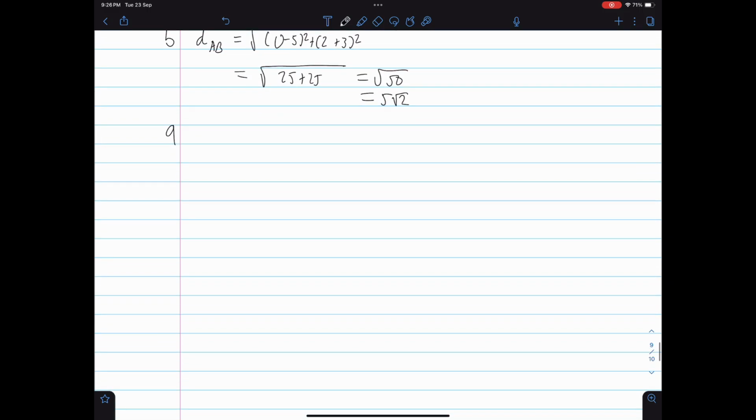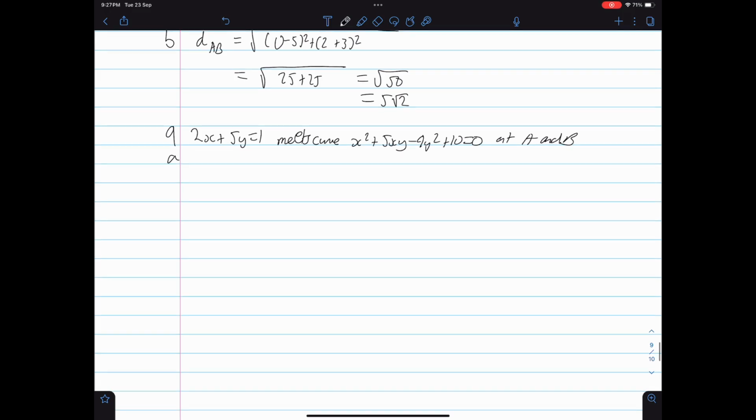Moving on to question 9. It's a similar sort of thing. 2x plus 5y equals 1 meets curve x squared plus 5xy minus 4y squared plus 10 equals 0 at A and B. And we need to just find the coordinates of A and B first.